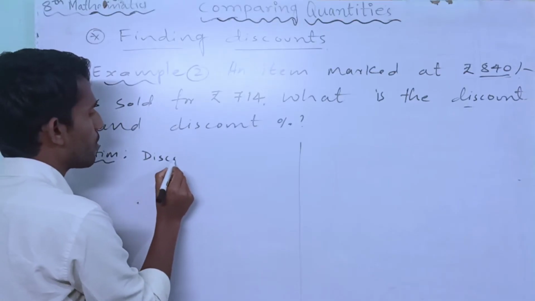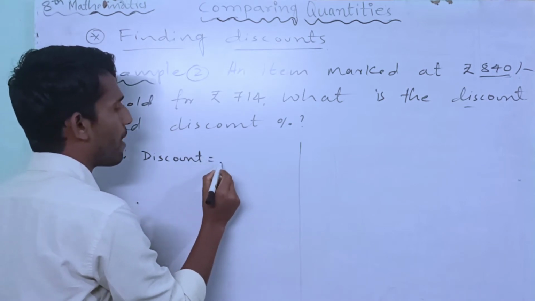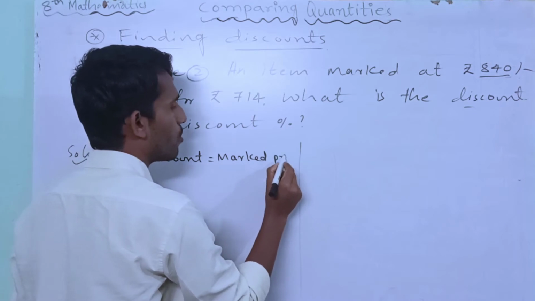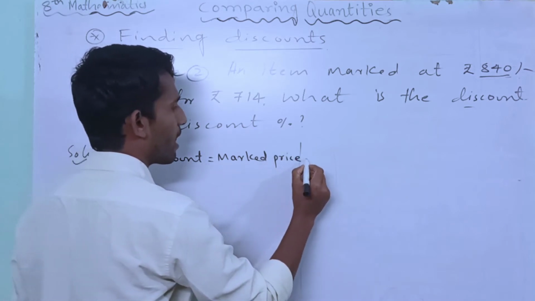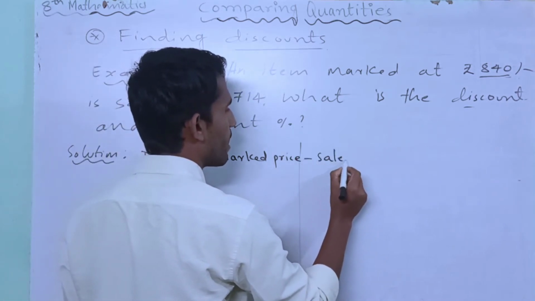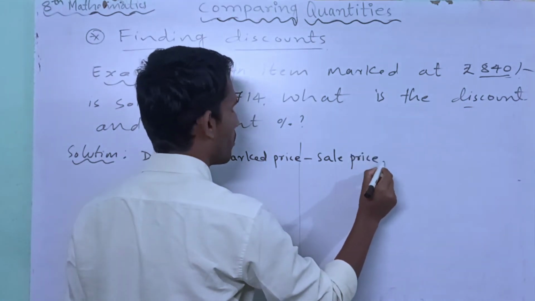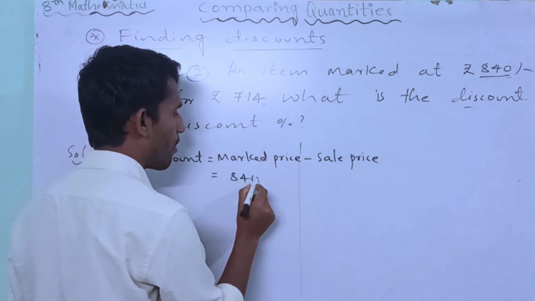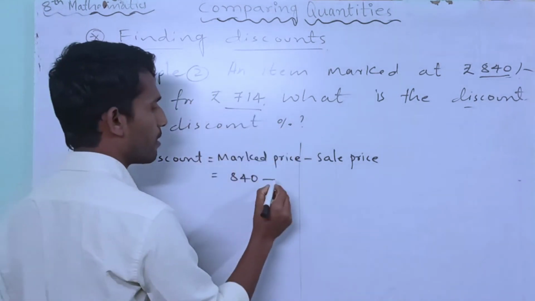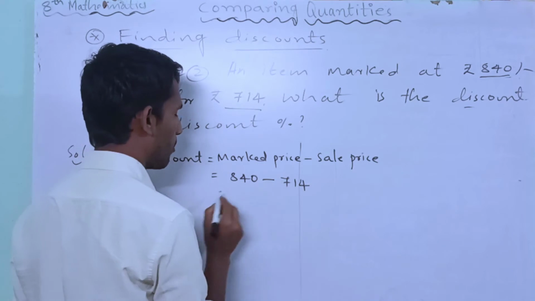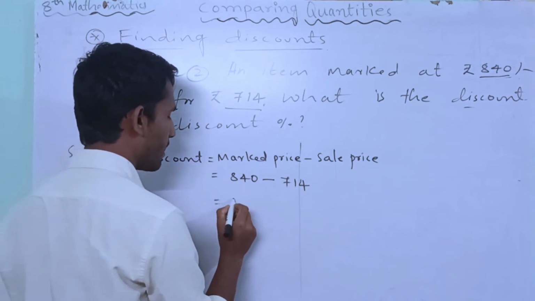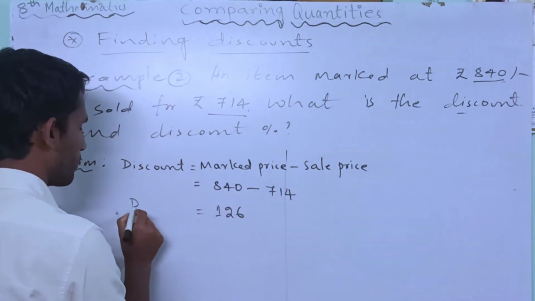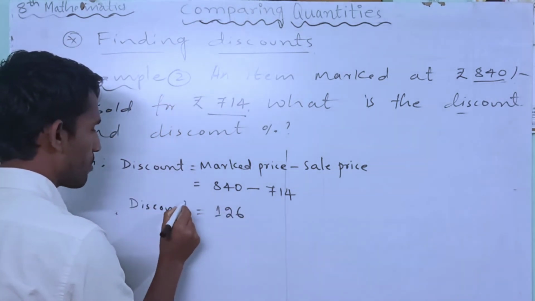As I told, we can find the discount from the market price. We have to do subtraction: market price minus sale price. Okay, here the market price is 840 rupees minus the sale price, 714 rupees. When you do the subtraction, you will get 126 rupees. This is the discount.